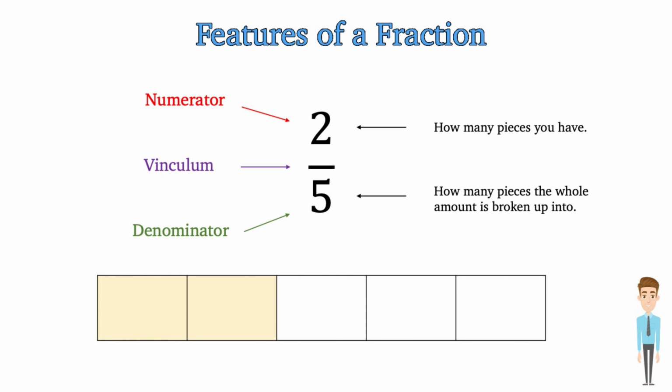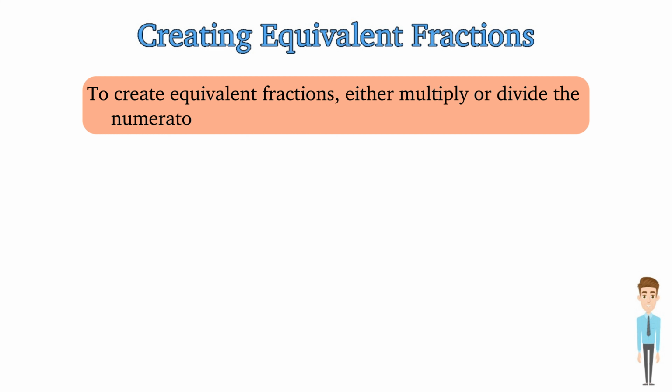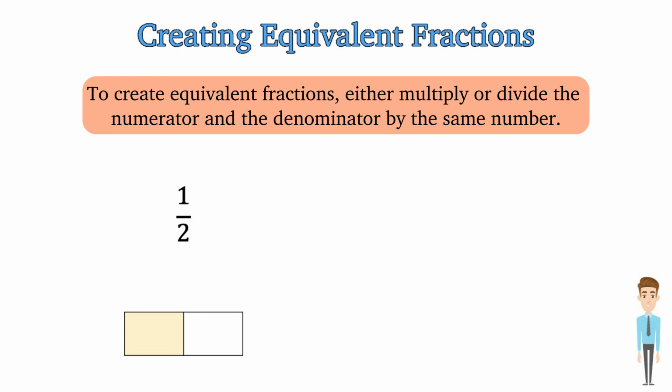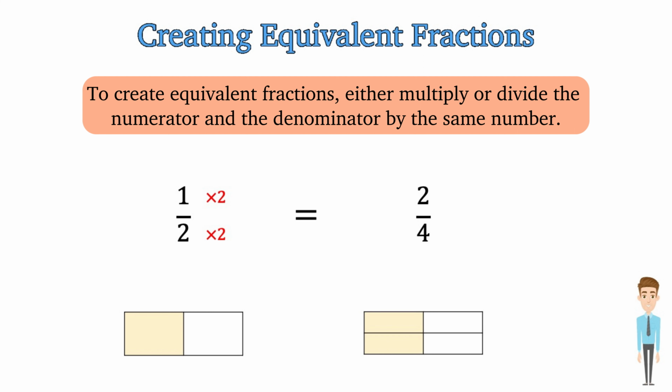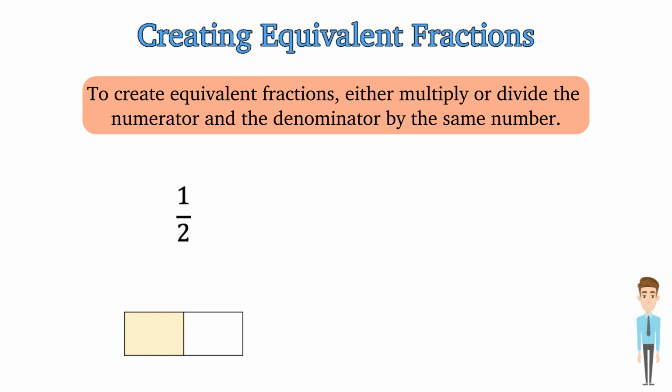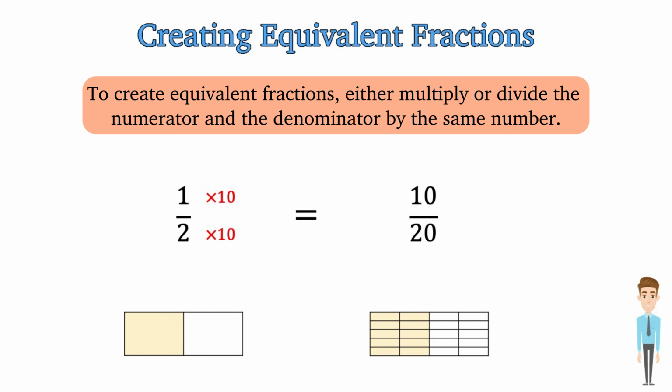Next, we need to learn how to make equivalent fractions. To create equivalent fractions, either multiply or divide the numerator and the denominator by the same number. For example, if we had the fraction 1/2, multiplying both top and bottom by 2, we get a new equivalent fraction, 2/4. We could in fact multiply by any number. We can go again and multiply the top and bottom by 10. We get a new equivalent fraction, 10/20.